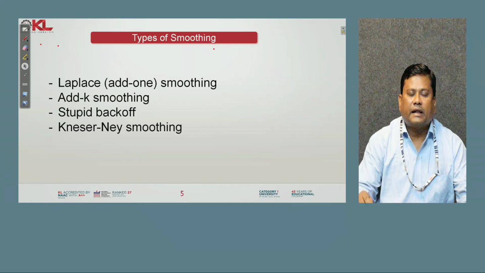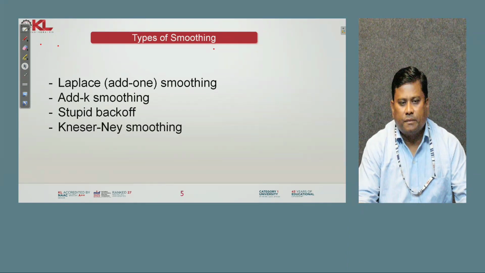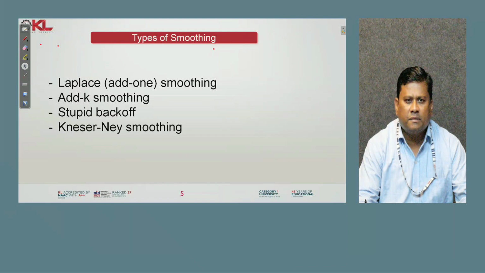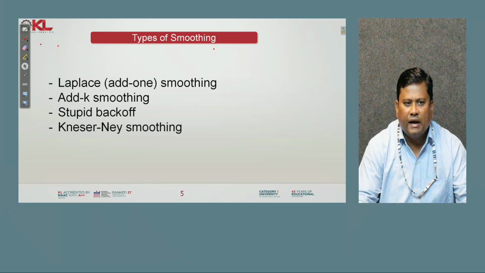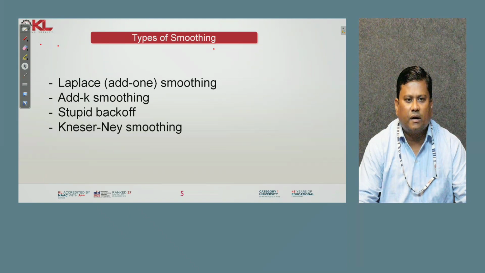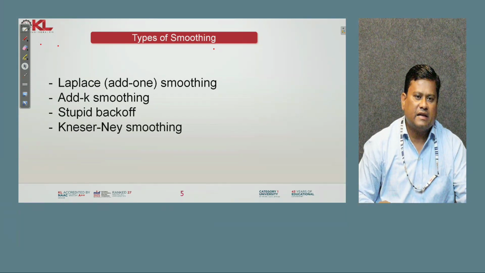And what are the different types of smoothing? There are many smoothing algorithms, but we take these four which are more important. One is Laplace smoothing, also called add-one smoothing, and add-k smoothing. The third is stupid backoff smoothing, and the fourth is Kneser-Ney smoothing. We will discuss them one by one: what is Laplace, what is add-k smoothing, what is stupid backoff, and Kneser-Ney smoothing.